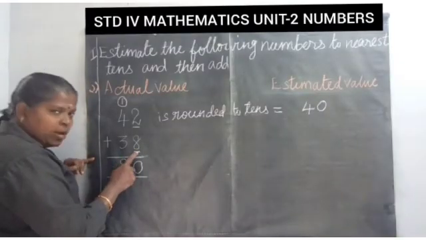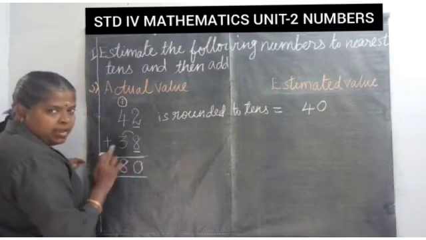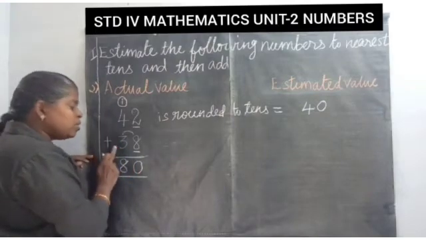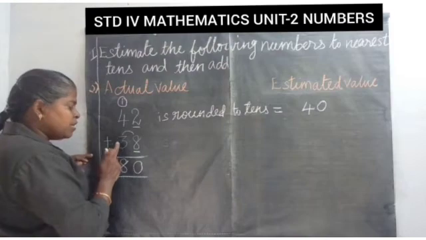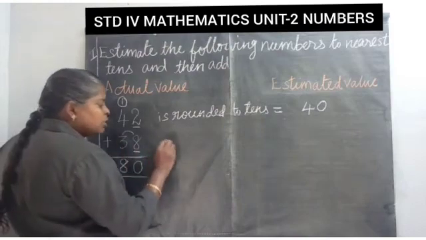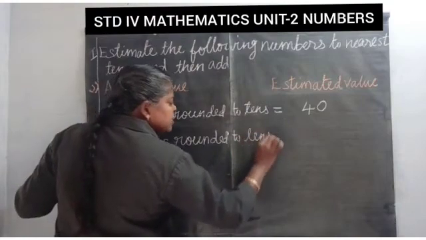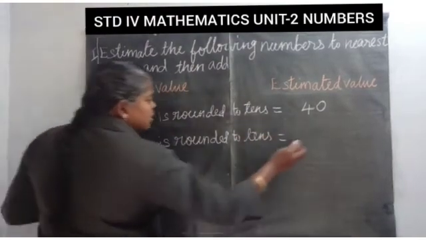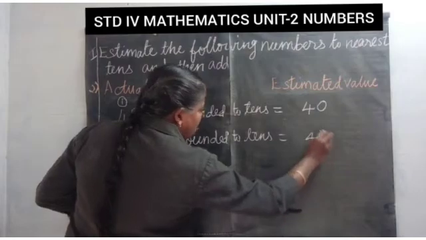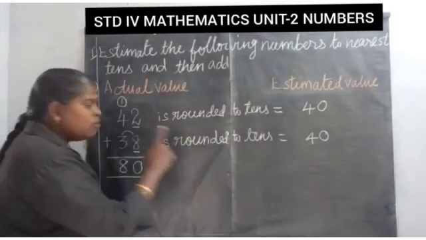38. We have to check the ones place. 8 is more than 5. We have to add 1 to the previous digit. So 3 plus 1, 4. So 38 is rounded to tens equal to, 38 is nearest to 40.